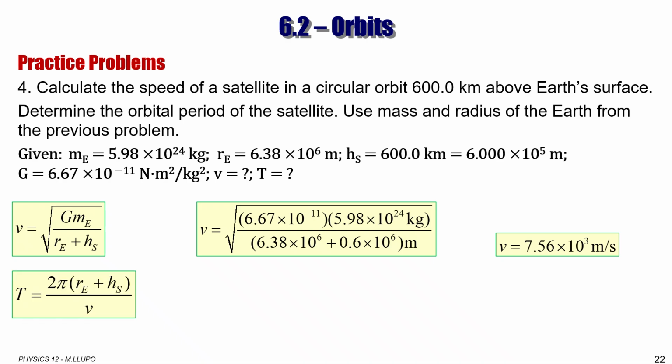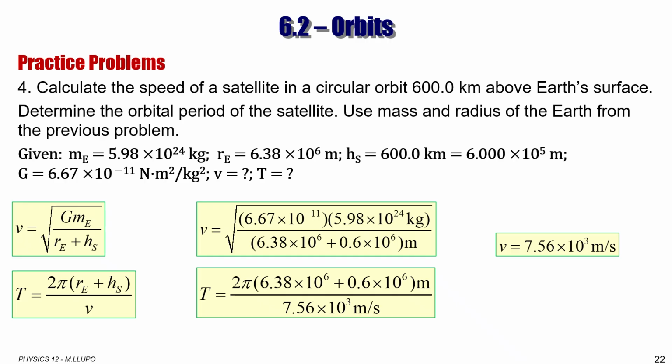From here, the same way, we're going to find the period, 2 pi r over v. R is the total of R E and h, that means the altitude and the radius of the Earth. Plug those numbers in the calculator and you'll get 5,820 seconds.